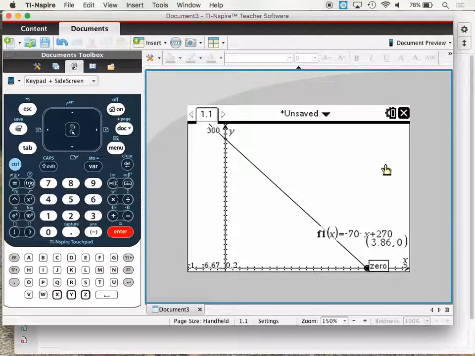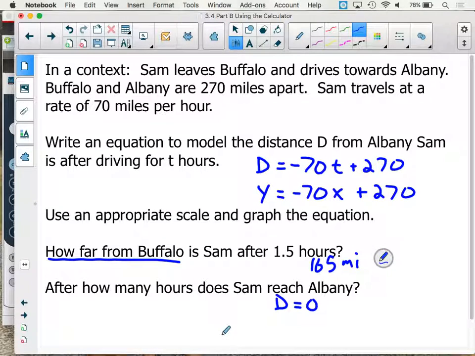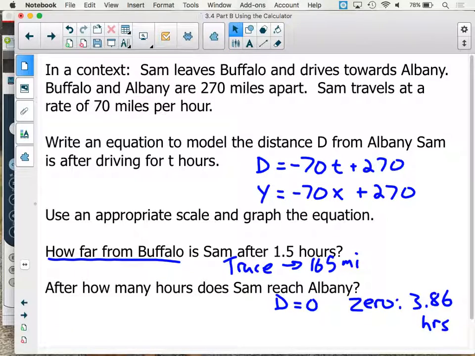So what it's telling me is that the 0 of the graph, where it crosses the x-axis, occurs at an x value of 3.86. So that's the function called the 0 function. We did trace up here to get 1.65, and then we went to 0 to get 3.86 hours until Sam reaches Albany. So those are two neat things.